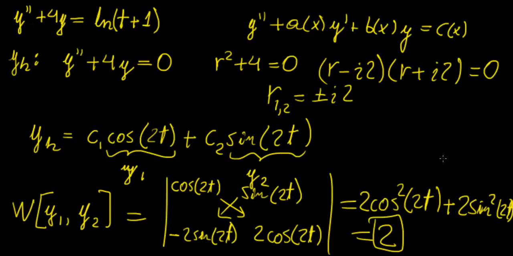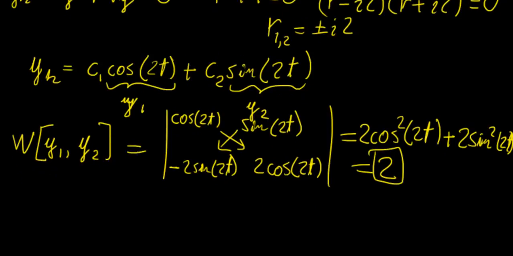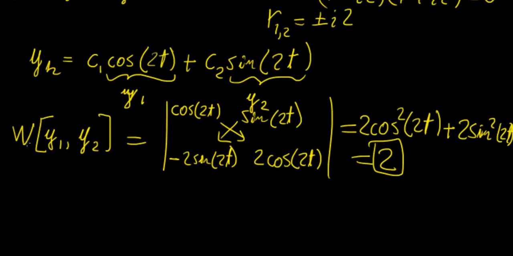So once again we got a constant, which is a really nice result because we know that the Wronskian is the denominator of the ratio that we integrate to find the other functions. Okay, so now we're going to proceed to find the solution to the non-homogeneous equation.